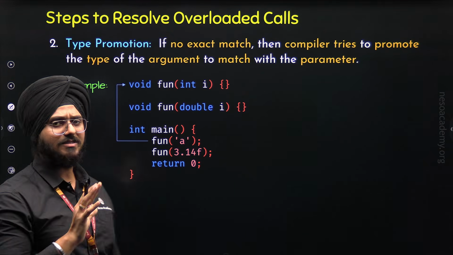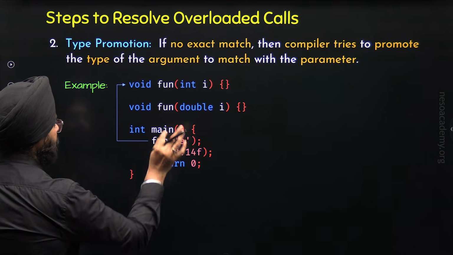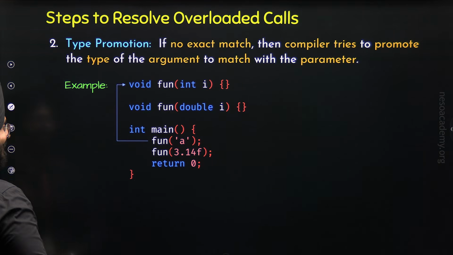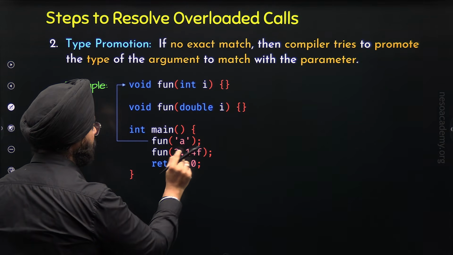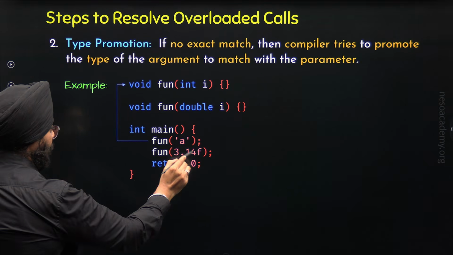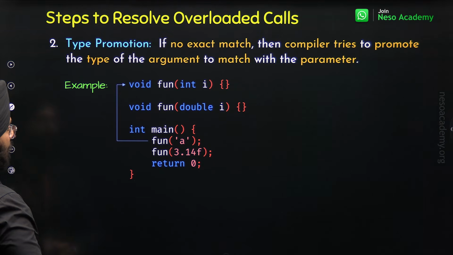I hope this idea is clear to you. So here we have type promotion. This character type is promoted to integer type. Now what about this function call? Here we have this float value 3.14f. We have an f over here which indicates that this is a float value.